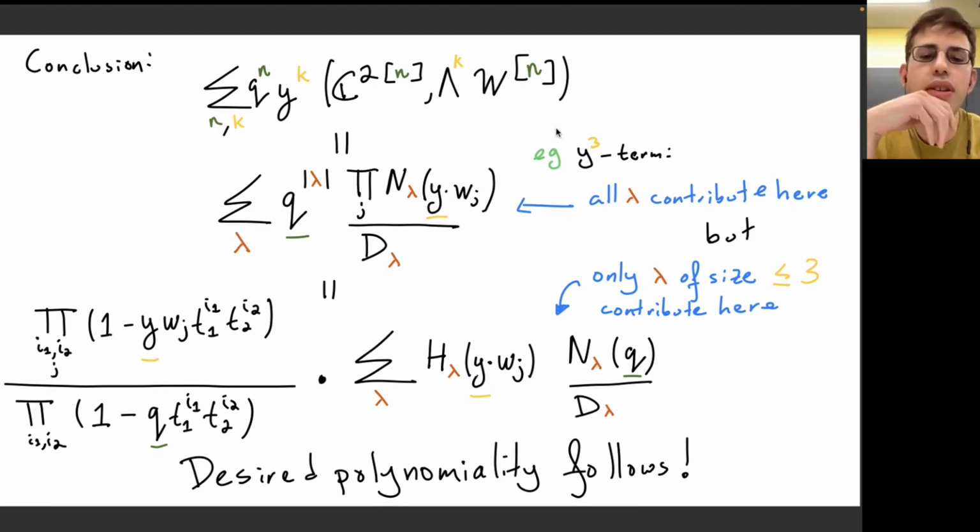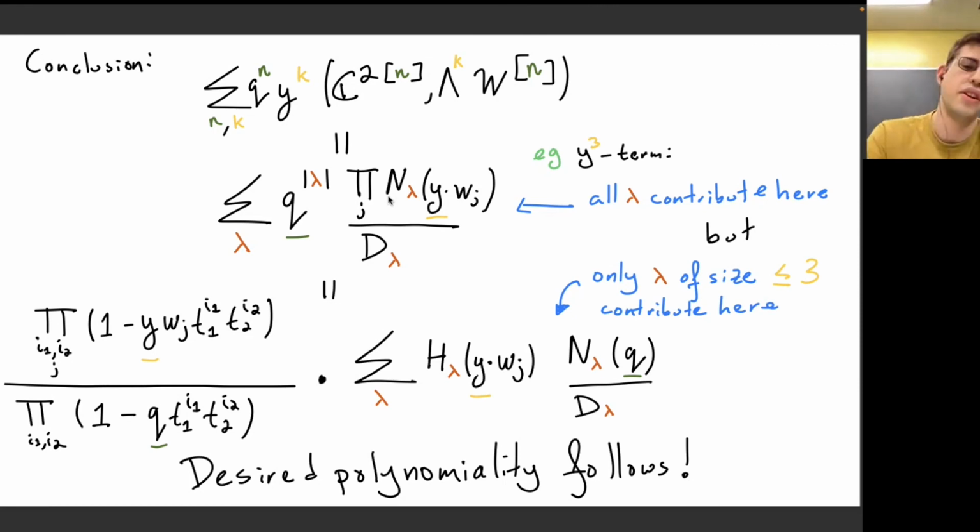So suppose I wanted to compute the Y cubed term of the corresponding series, say the K equals 3, the third exterior power, like we did in the examples earlier. Then I would want to extract the Y cubed term of this series. And if I want to study the Y cubed term of this series here, then this Y shows up in the numerator for every partition lambda. And so I need to, in principle, understand every term of the series. There's some contribution coming from every term.